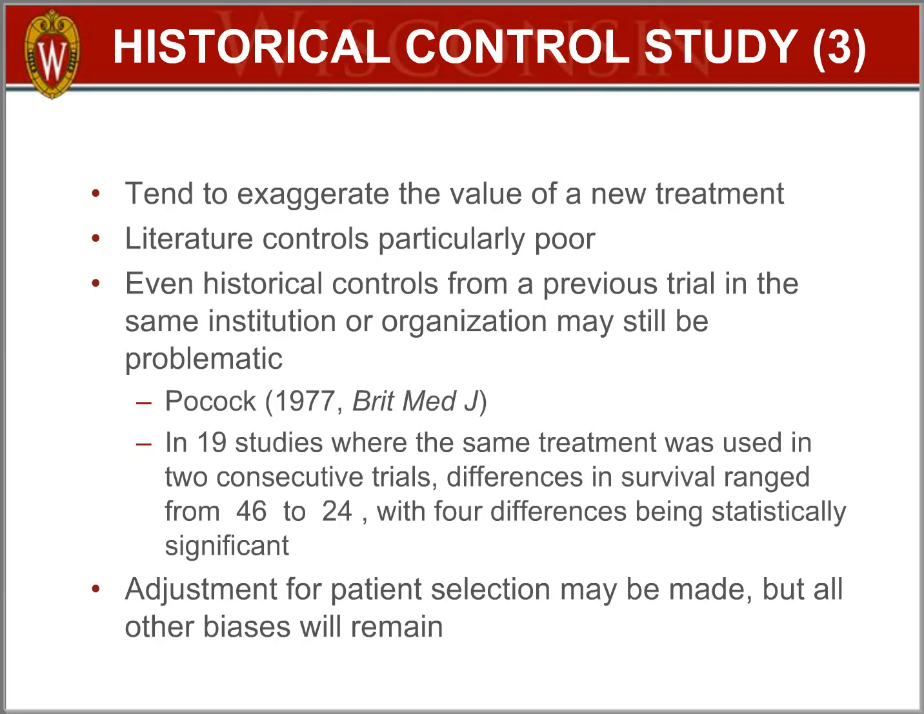Literature controls are particularly poor. Even historical controls from a previous trial in the same institution or organization can still be problematic. This was demonstrated in the literature where back-to-back studies frequently did not produce the same event rate. One can try to adjust for the differences in patient selection, but it's very difficult. Many biases will still remain.